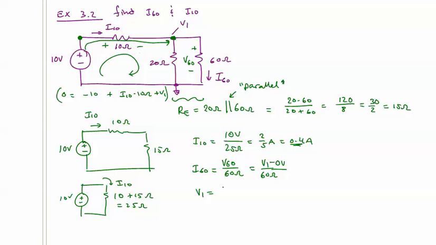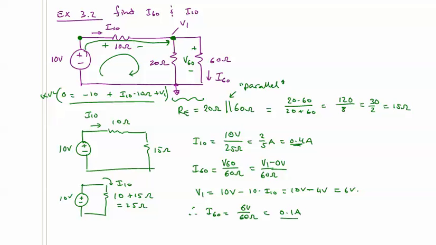So V1, or V60, is 10 volts minus whatever I drop across the 10 ohm resistor, which is going to be equal to 0.4 amps times 10, or 4 volts. We would have found the same thing if we had solved the KVL. All right. So V1 is 6 volts, therefore I-60 is 6 volts divided by 60 ohms, or 0.1 amps. So we have solved for I-10 and I-60.